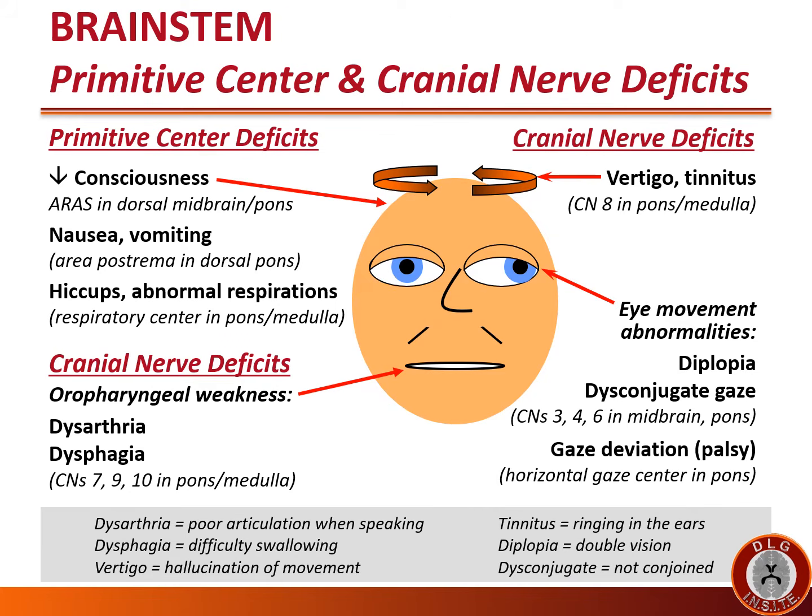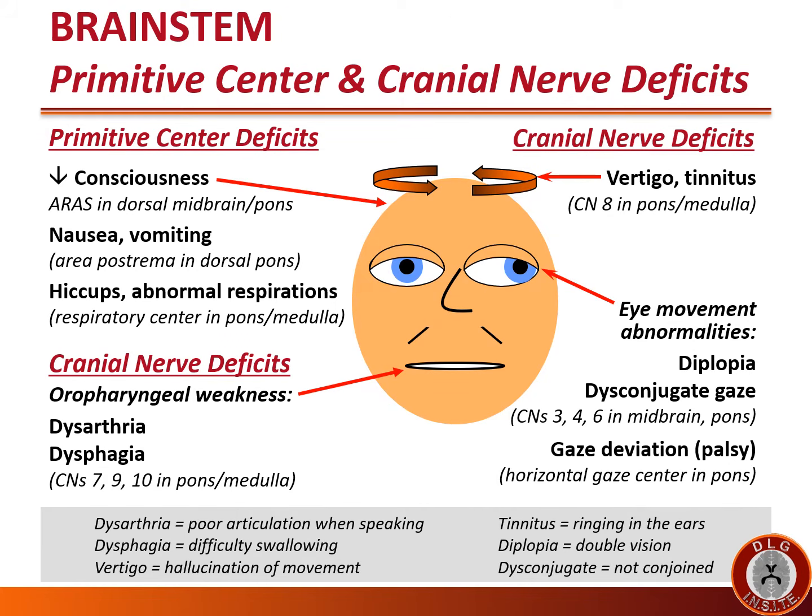One might get vertigo, a sense of a hallucination of movement, or tinnitus, ringing in the ears, with a brainstem event with involvement of cranial nerve 8 in the pons and the medulla. And one may have eye movement abnormalities, including diplopia, that's double vision, specifically binocular diplopia, where when you cover one eye, it gets better because the two eyes aren't looking at the same thing due to eye muscle weakness in neurologic diplopia. And that's the history.